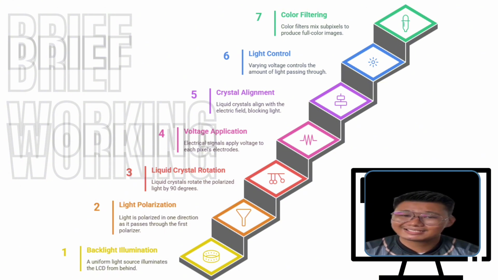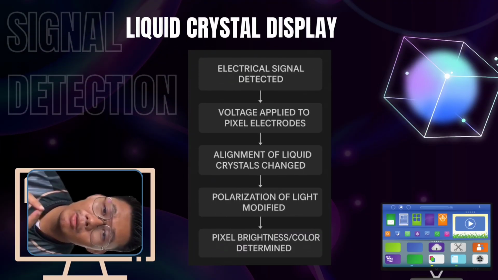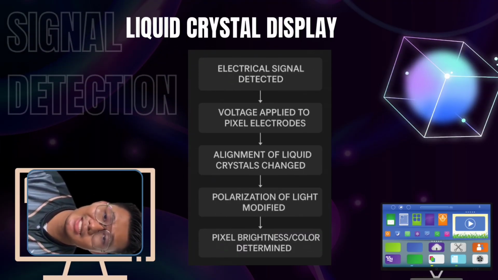Finally, in a color LCD, red, green, and blue filters on each pixel combine different intensities to produce a full color image. This entire process happens across millions of pixels to create a clear, vibrant display that we use every day.